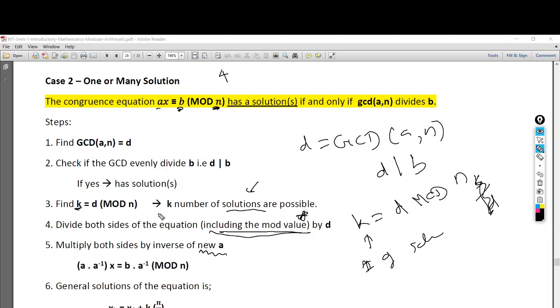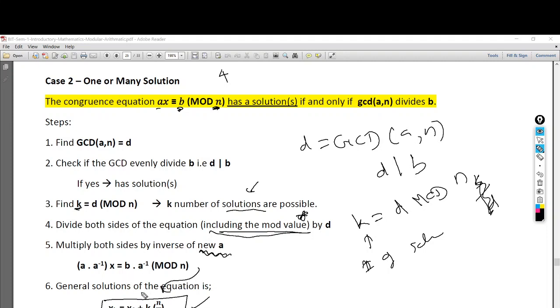Then you have to multiply both sides by the inverse of this new way. Then the general solution is this one: x_k equals x naught plus k times n divided by d. That is going to give you the final solution. If your k is 3, you are going to have x1, x2, x3. If your k is 2, you are going to have x1 and x2. And for that you have to find x naught. That x naught you find from this stage.